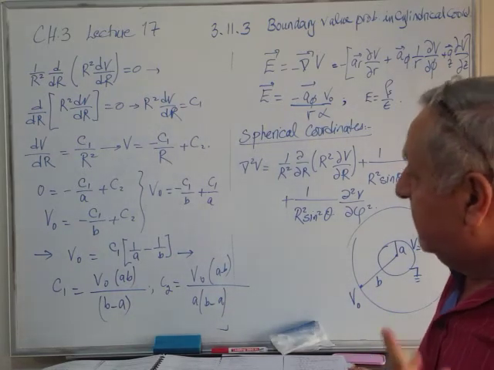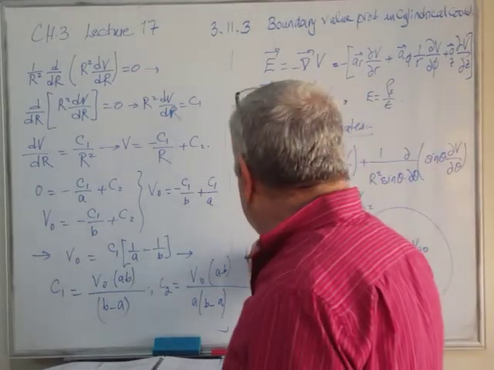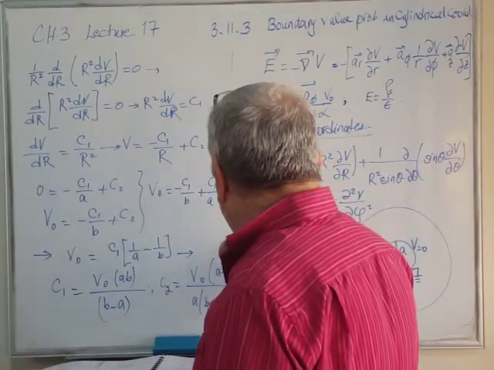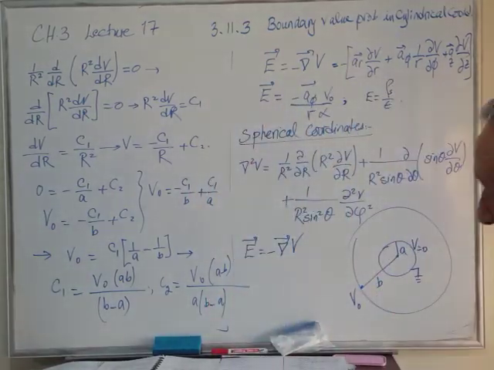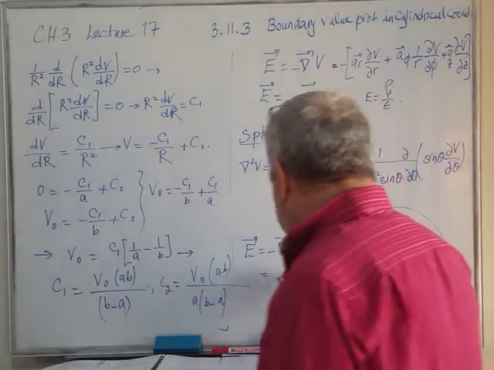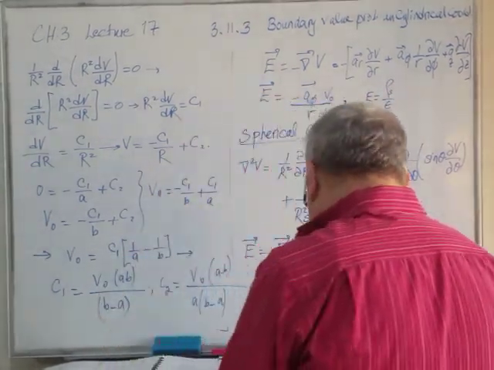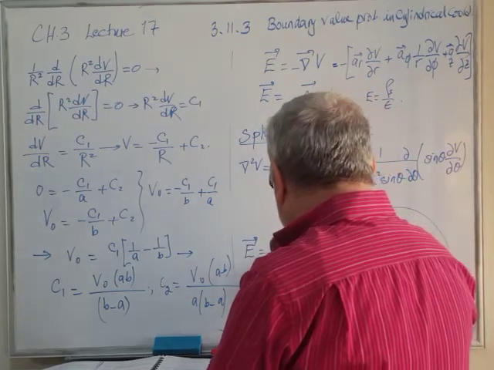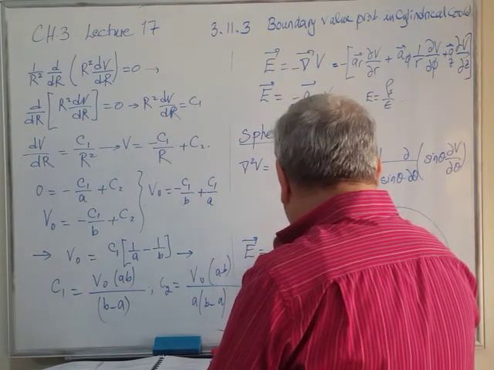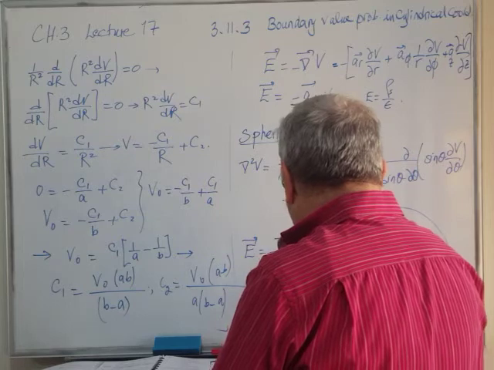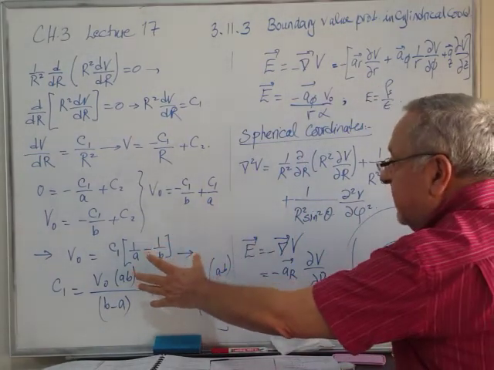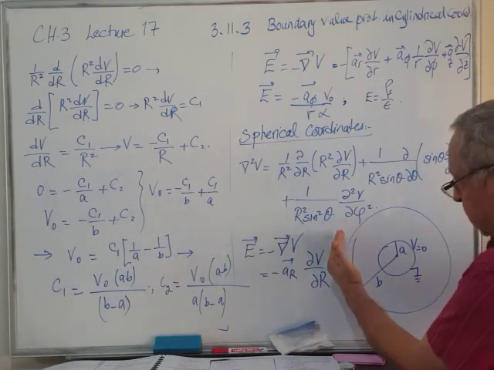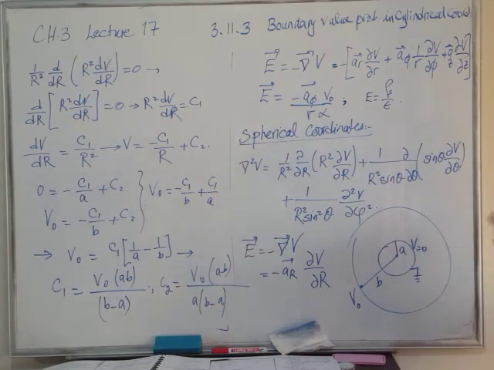Number three, you can find E from minus grad V, but you have to use this again in which system? In the spherical coordinate system. And you take grad, that will be a minus i_r dV by dr only, because V doesn't depend on theta and phi. So the second term and the third term of the gradient will be 0.